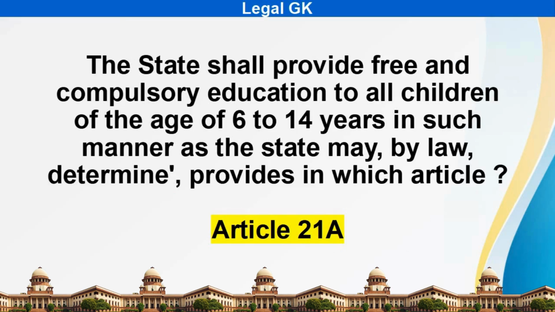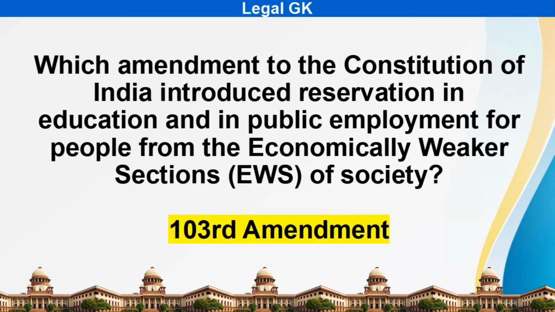The state shall provide free and compulsory education to all children of the age of 6 to 14 years in such manner as the state may, by law, determine, provided in which article? Article 21A. Which amendment to the Constitution of India introduced reservation in education and in public employment for people from the economically weaker sections, EWS, of society? 103rd Amendment.